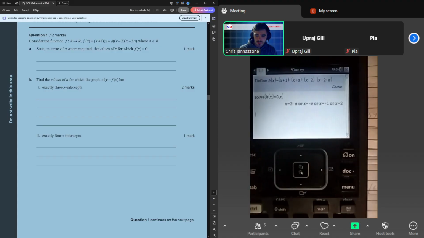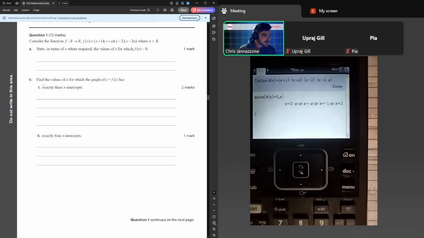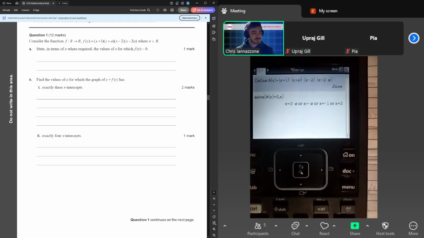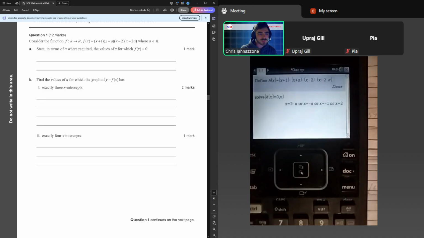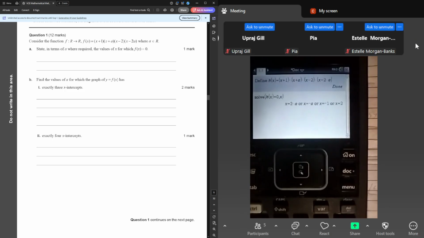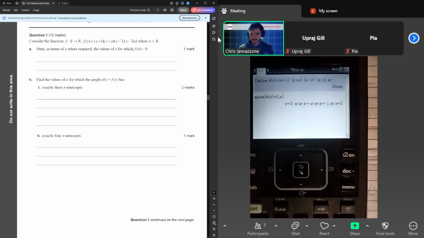Next up, part B i. Find the values of a for which we have exactly 3 x-intercepts. It's a similar vibes question. One thing to keep in mind, of course, is when you have these sequential parts, it's pretty likely the information from the previous parts will help. I'll leave that up to you guys.